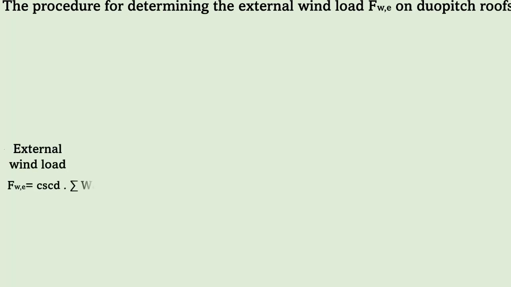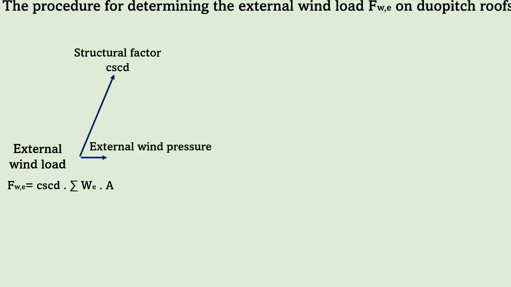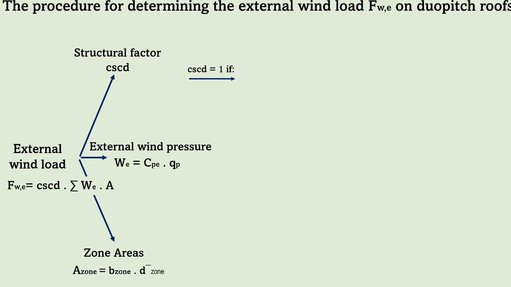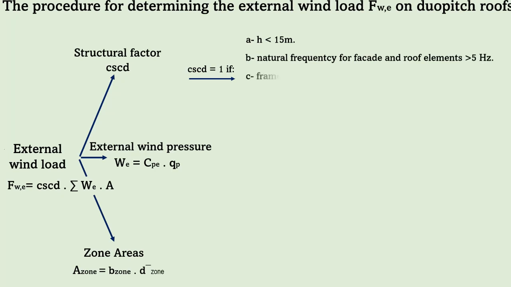Here is the procedure for determining the external wind force FWE on duopitch roofs, which can be determined following this equation. CsCd is the structural factor, We is the external wind pressure, A is the reference area of each zone. CsCd equals 1 if: A, the height of the building is less than 15 meters; B, the natural frequency for facade and roof elements is greater than 5 Hz; C, the height of the frame buildings with structural walls is less than 100 meters.